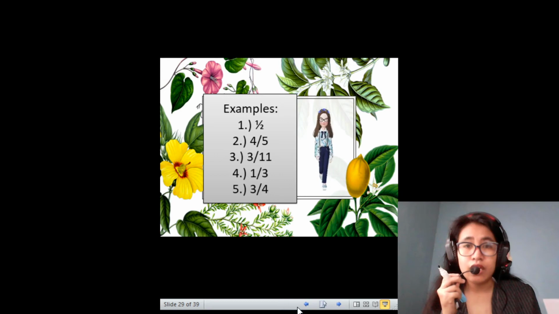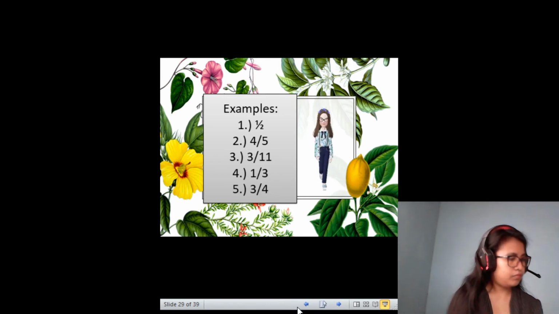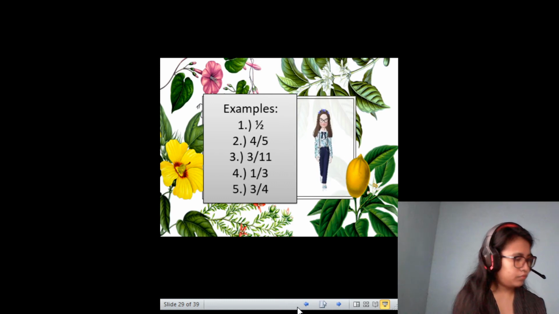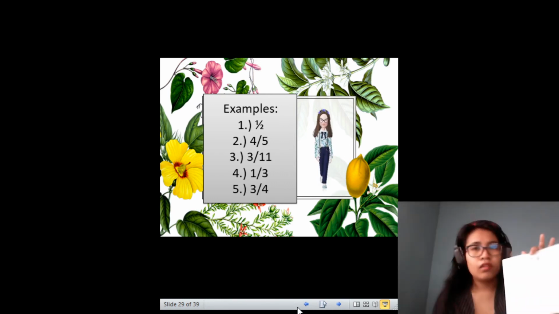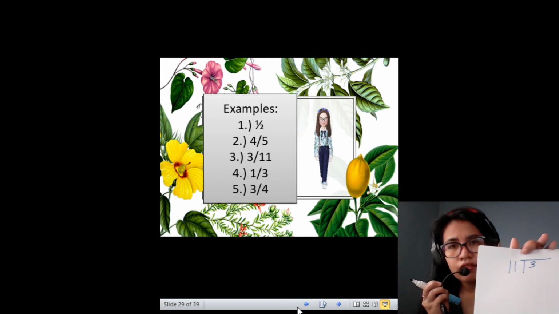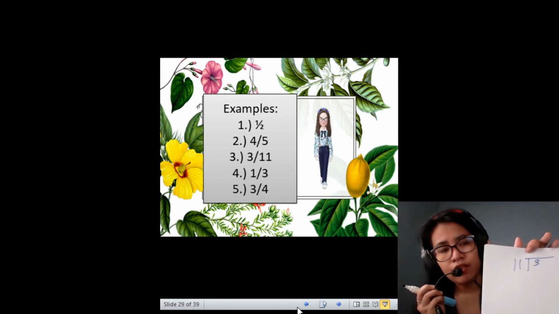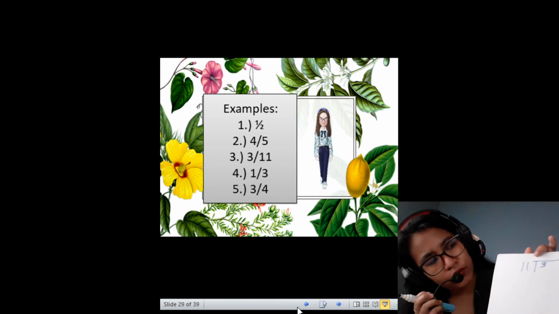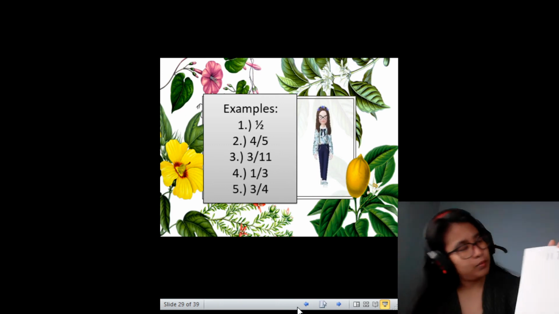Next we have 3/11. So it will look like this: 3 divided by 11. Since it is not divisible, you need to add a decimal and 0.